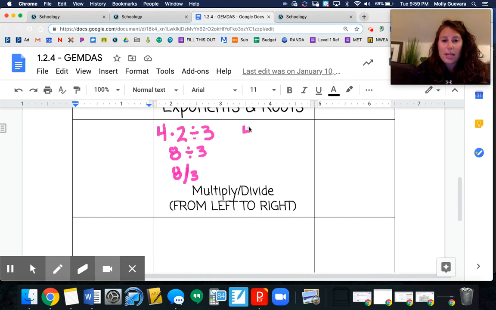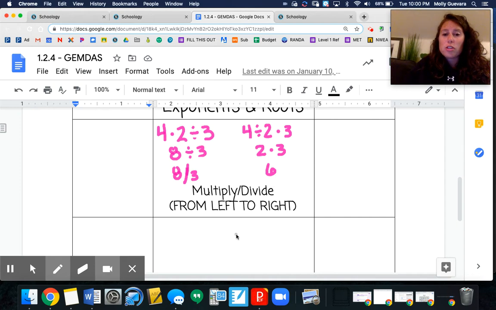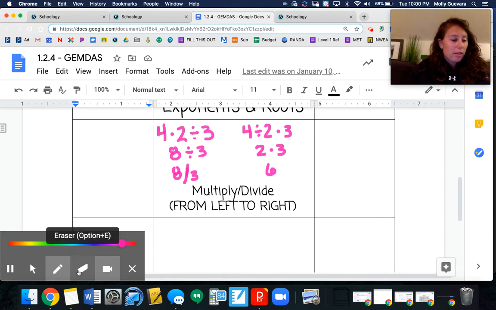If I have something like this, 4 divided by 2 times 3, now from left to right, my division is first. So I have to do that one first. So 4 divided by 2 is 2. And now I can do multiplication to get 6. So whatever's most on the left, that is what you are doing first. I can't stress that enough. So from left to right. Hopefully that's making sense.